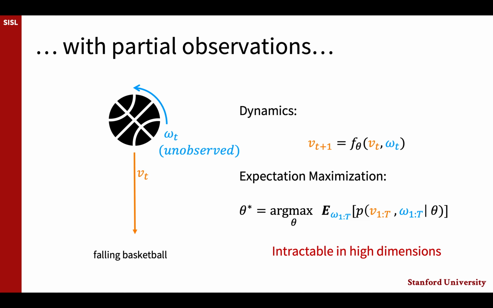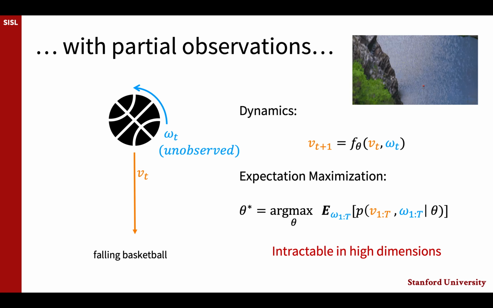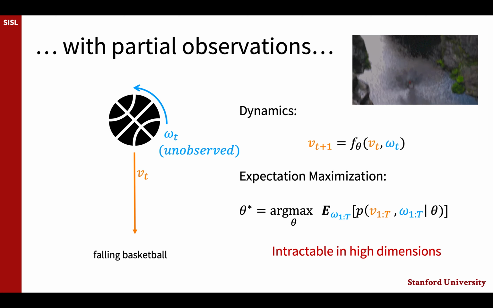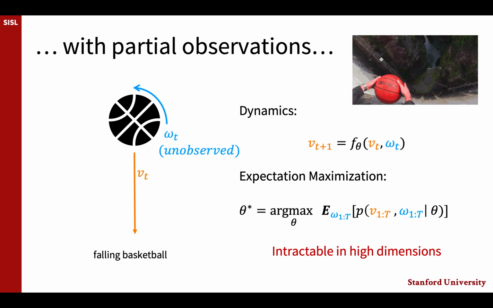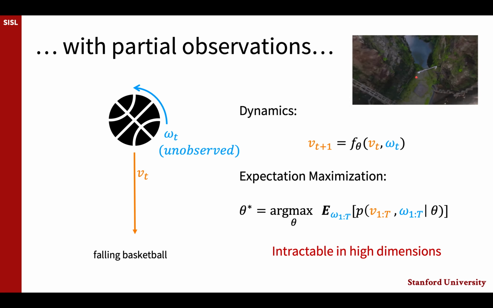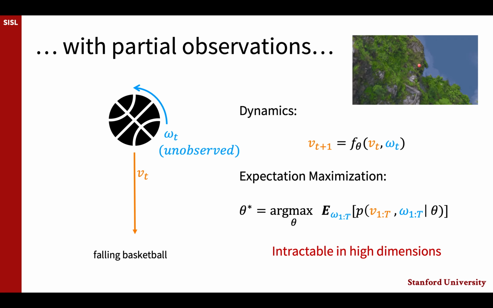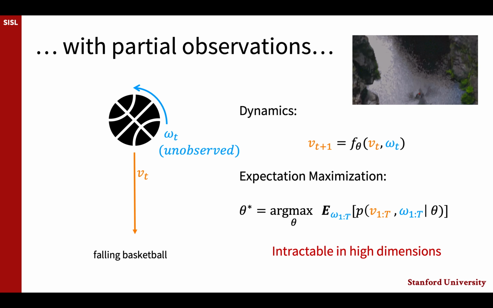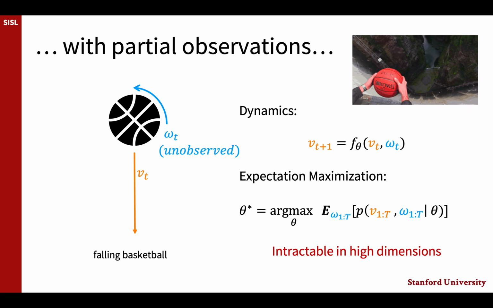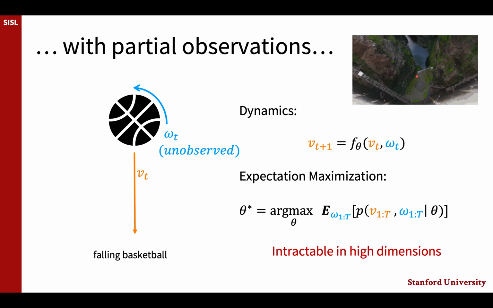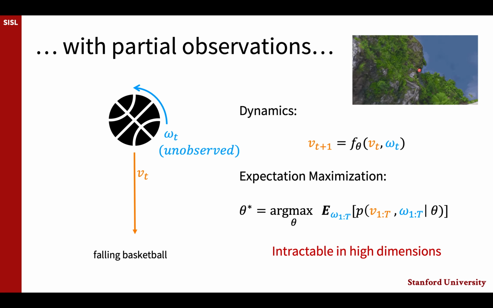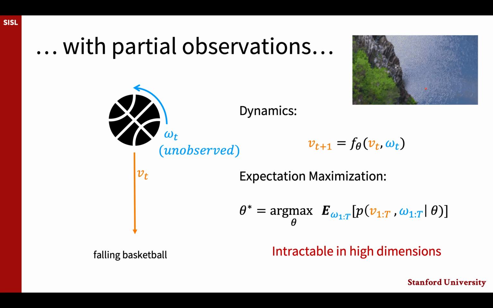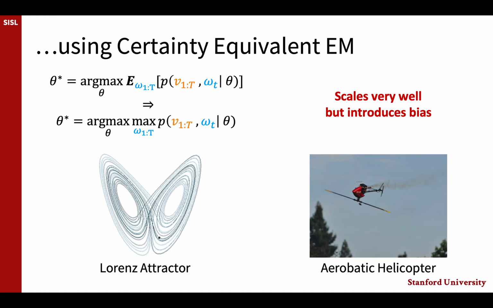However, we're interested in systems that are partially observed. So imagine that this basketball was spinning, and so it has some angular velocity. A lot of us have probably seen a video of a basketball being thrown off a dam and know that if you introduce this angular velocity, it can dramatically affect the dynamics. And so in order to learn the dynamics in such a situation, we would need to reason about what the angular velocity was and would typically need to take the expectation and integrate out that quantity. And we would do this typically with expectation maximization, but this can be intractable in high dimensions.